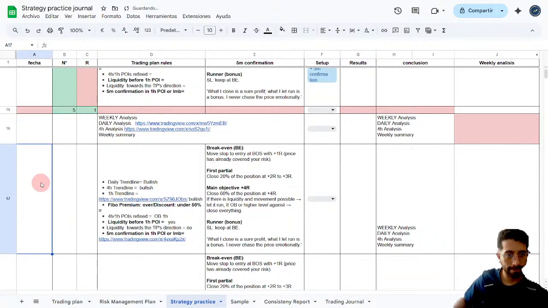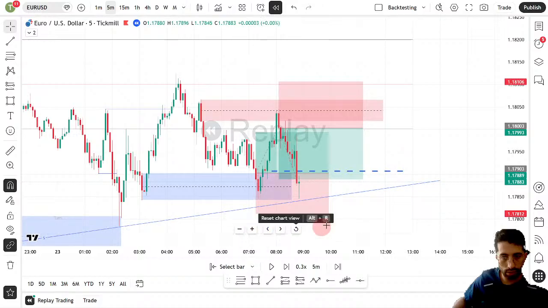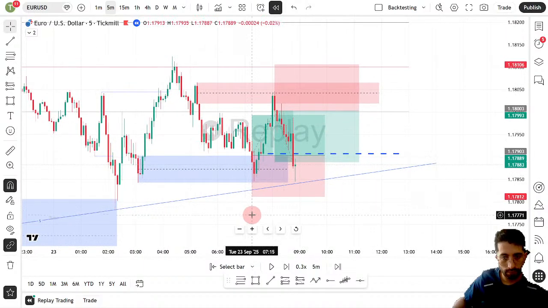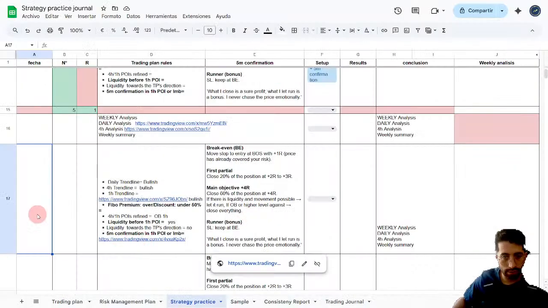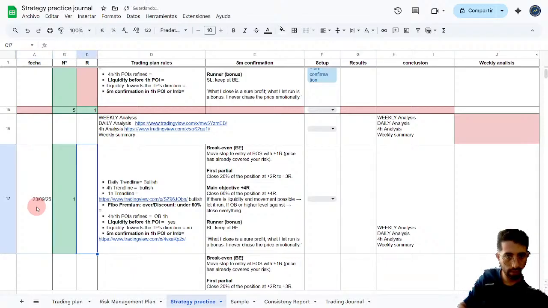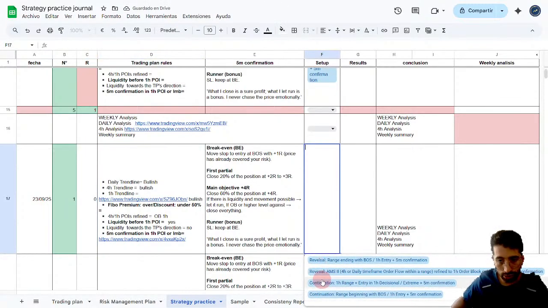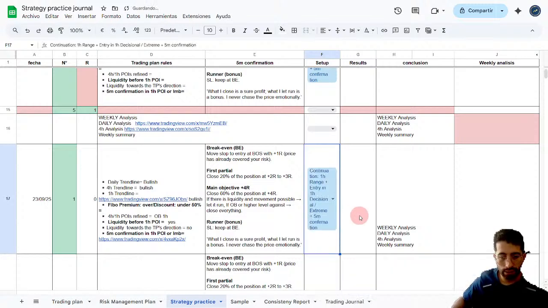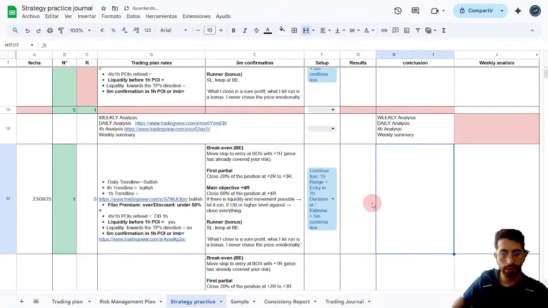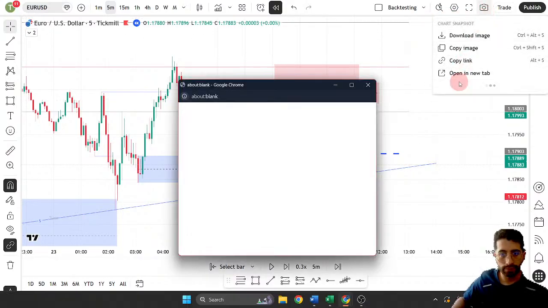Perfect. Now, what day was that? That was on September 23, 2025. Okay, one order, and we have 0 because the result was 0. What type of pattern was that? It was a continuation pattern. It was a range entry in extreme. It was a decisional. Perfect. That was the order. And what was the result? Break even, right? Break even.